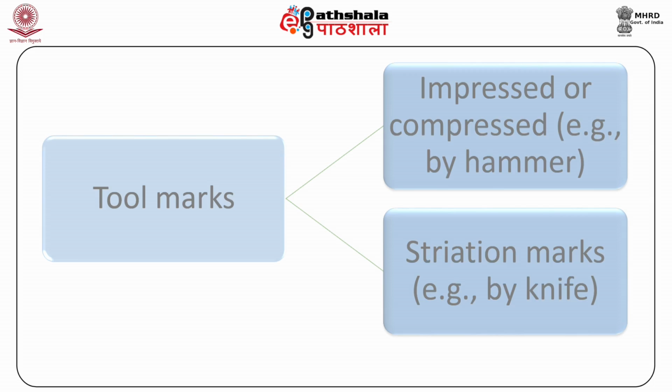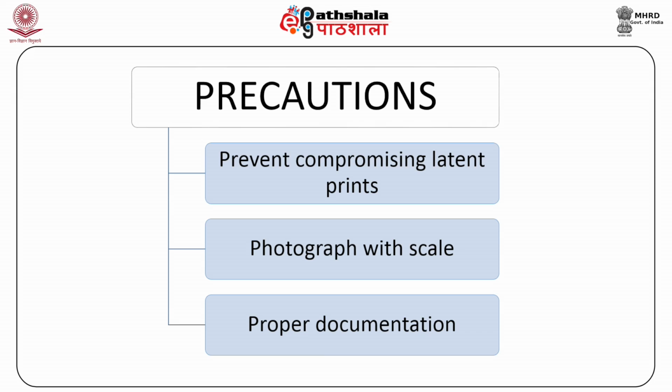Special precautions which should be taken at a crime scene: doors, windows, or other openings with hinged or sliding doors should not be opened, closed, or handled in any manner that might compromise latent fingerprints. These are usually found near the points of entry or exit. Notes and photographs with scales included in the photo should be made to document any broken, forced, or cut locks, hasps, or bolts in the immediate area.